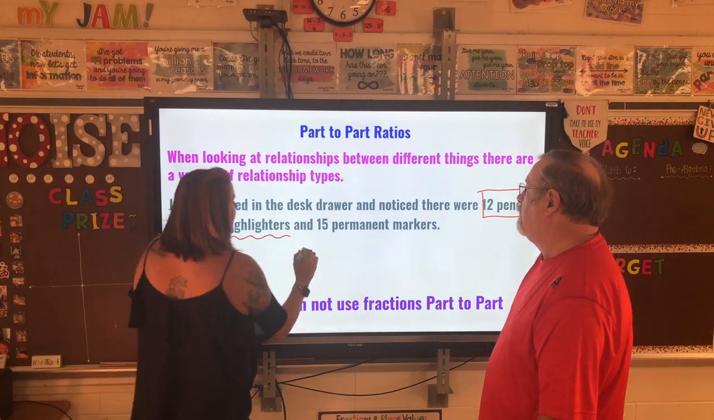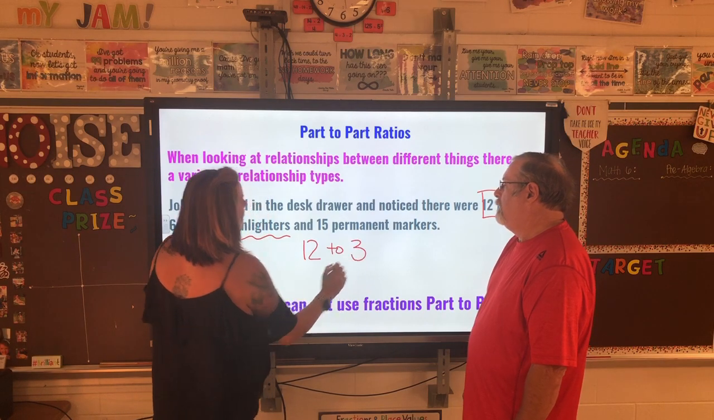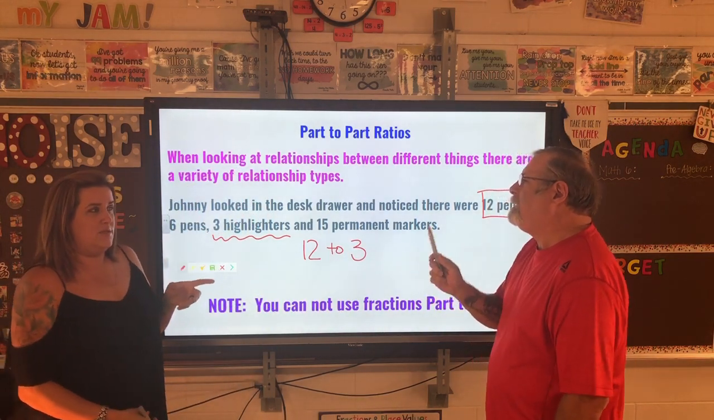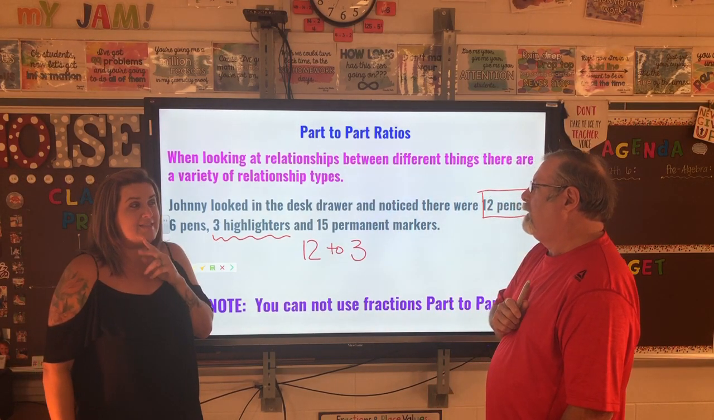So we could write that 12 pencils to 3 highlighters. And you don't have to write the words. Is there another way I could write this and still be correct? Yeah, I could simplify it, right?